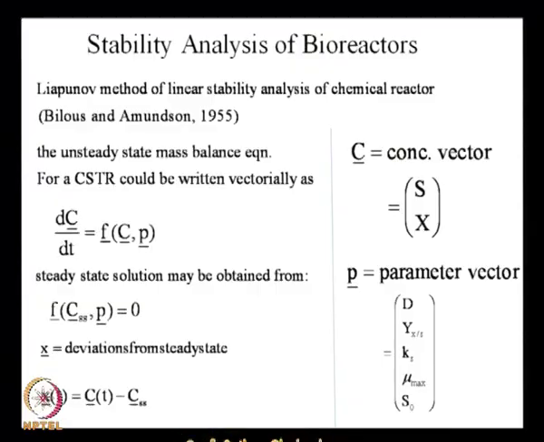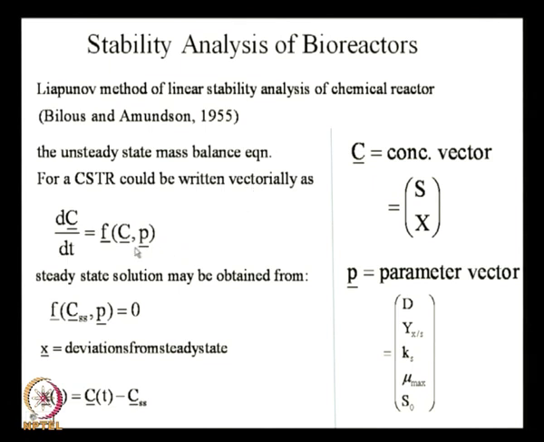Today we'll study stability of bioreactors, which we touched upon a little bit in the last class, but we'll start afresh today. So if we go to the screen, this whole process is called stability analysis of bioreactors, by which we test the stability of the bioreactors. Now the method that we use is called the Lyapunov method of stability analysis of chemical reactors. It was started in 1955 by Bilous and Amundson.